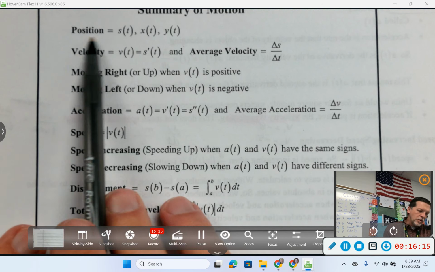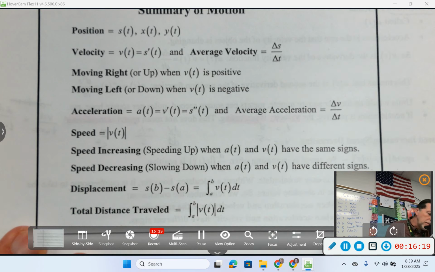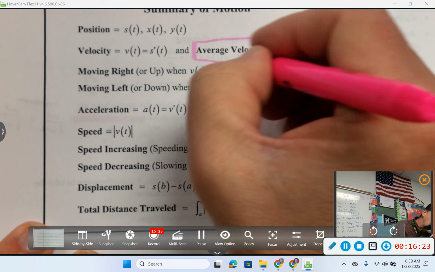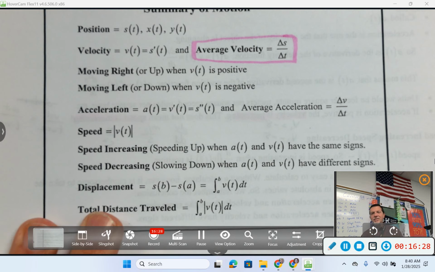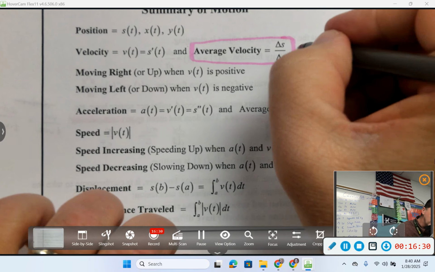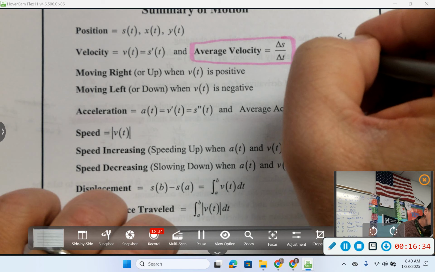Okay, summary of motion. Position, velocity. Here's one that we like to mess up. Average velocity. Average velocity. You don't add up velocities and divide by time. Average velocity is S2 minus S1 over time.